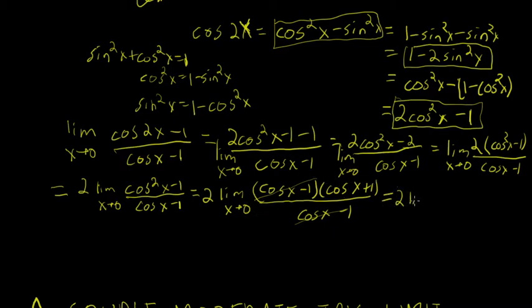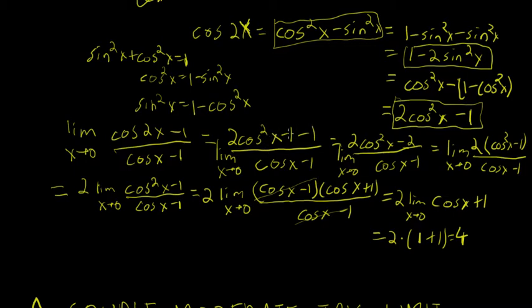So this is 2 times the limit as x tends to 0 of cosine of x plus 1. This limit is just 2 times this limit. As x gets close to 0, cosine of x gets close to 1. So 2 times 1 plus 1 is 2 times 2, which is 4.